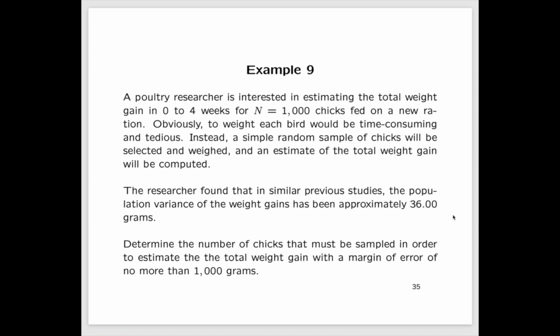A poultry researcher is interested in estimating the total weight gain in 0 to 4 weeks for 1,000 chicks fed on a new ration. Now, obviously, to weigh each bird would be very time-consuming and tedious. Instead, a simple random sample of chicks will be selected and weighed, and an estimate of the total weight gain will be computed. The researcher found that in similar previous studies, the population variance of the weight gains has been around 36 grams, and so that is what we'll use as an approximation to sigma squared. So with that in mind, determine the number of chicks that must be sampled in order to estimate the total weight gain with a margin of error of no more than 1,000 grams.